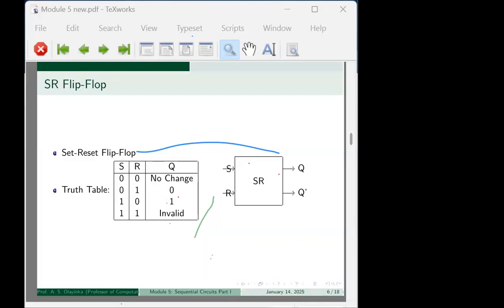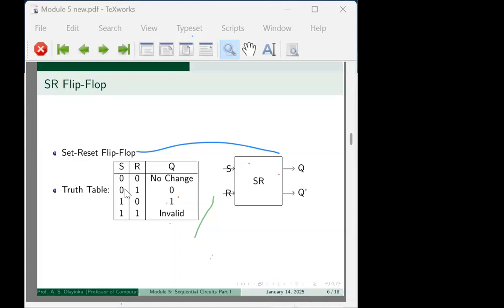Then let me also go to the last one. Remember, I said we have two outputs. Please take note of this. On this table, I'm only showing the Q. So here for this Q, when I have 0, 0, there is no change.